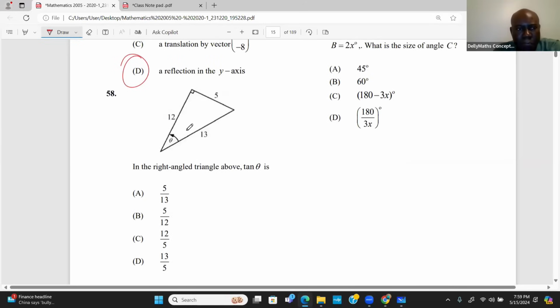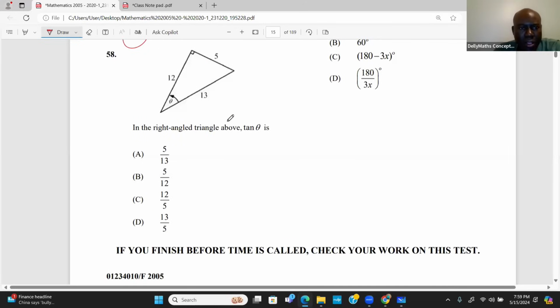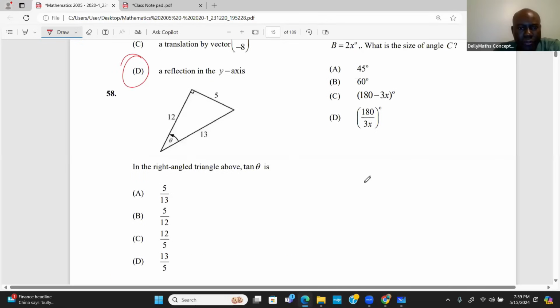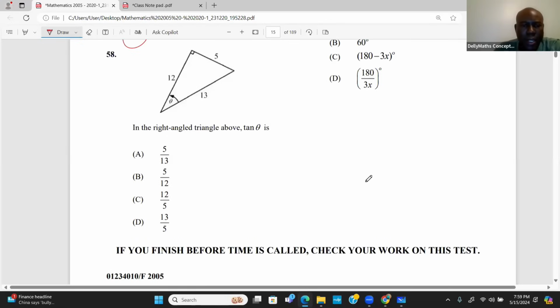Let's finish it off, guys. Don't leave. Let's finish it. 58. The right angle triangle above. What is the tangent of theta? Remember, SOH CAH TOA. Tangent is opposite over adjacent. So it's 5 over 12 you're looking for. 5 over 12, B.